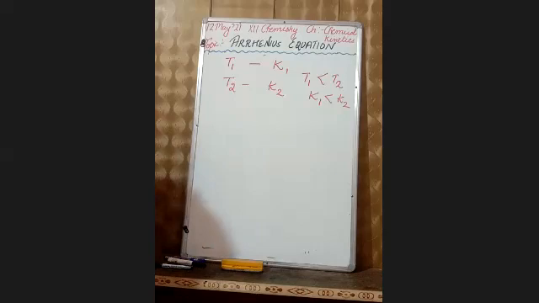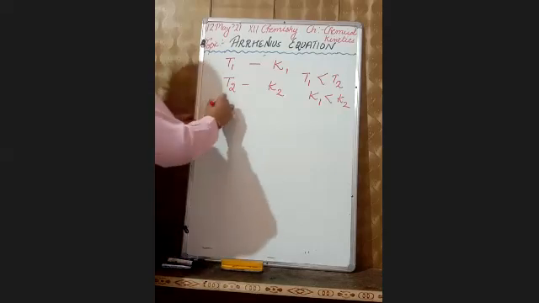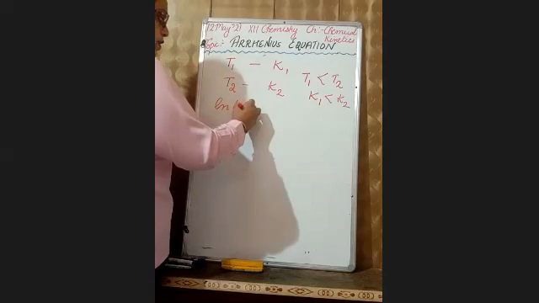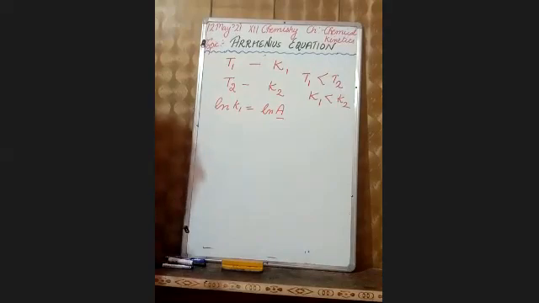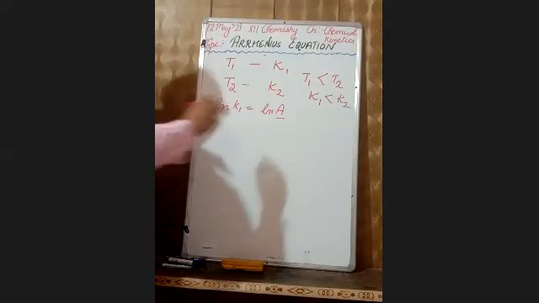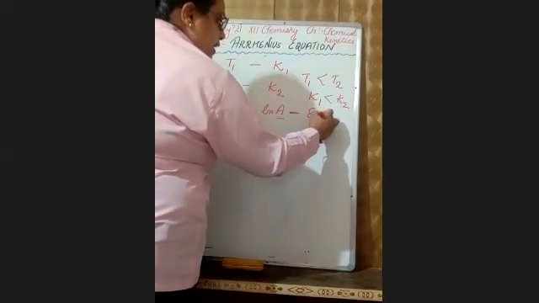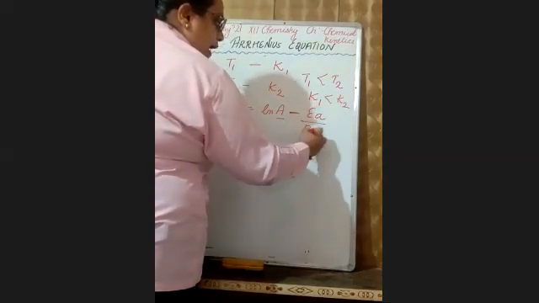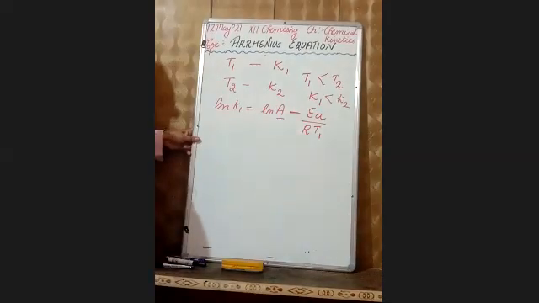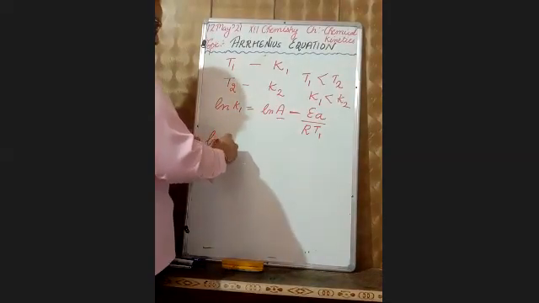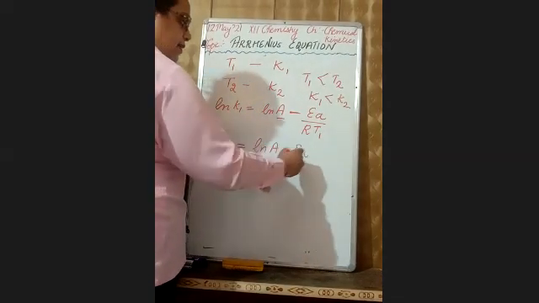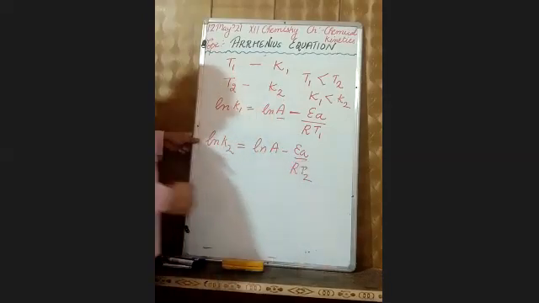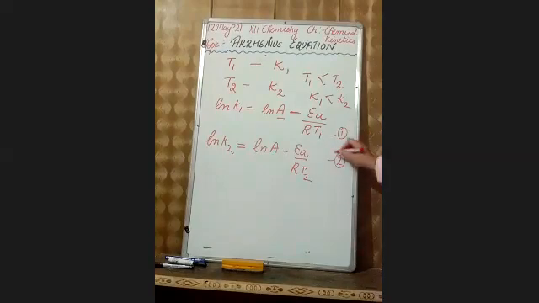I am assuming this thing. So write the equation. ln k1 is equal to ln A, here the Arrhenius factor is the same for a particular reaction, minus Ea over RT1. Second, ln k2 is equal to ln A minus Ea over RT2. This is equation number 1. This is equation number 2.